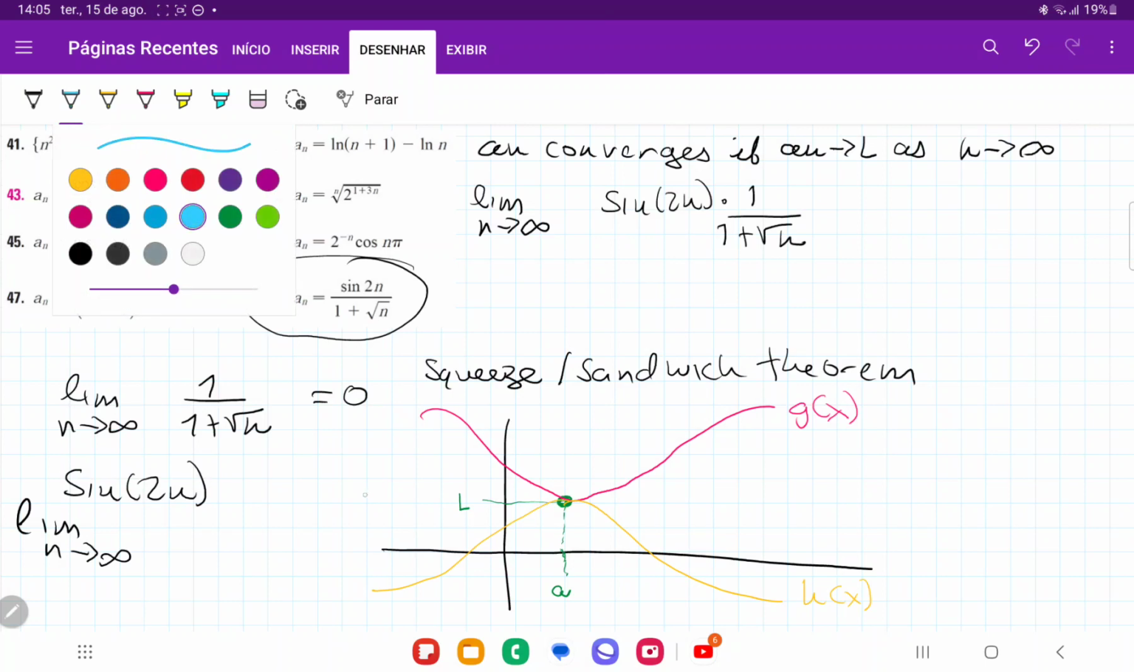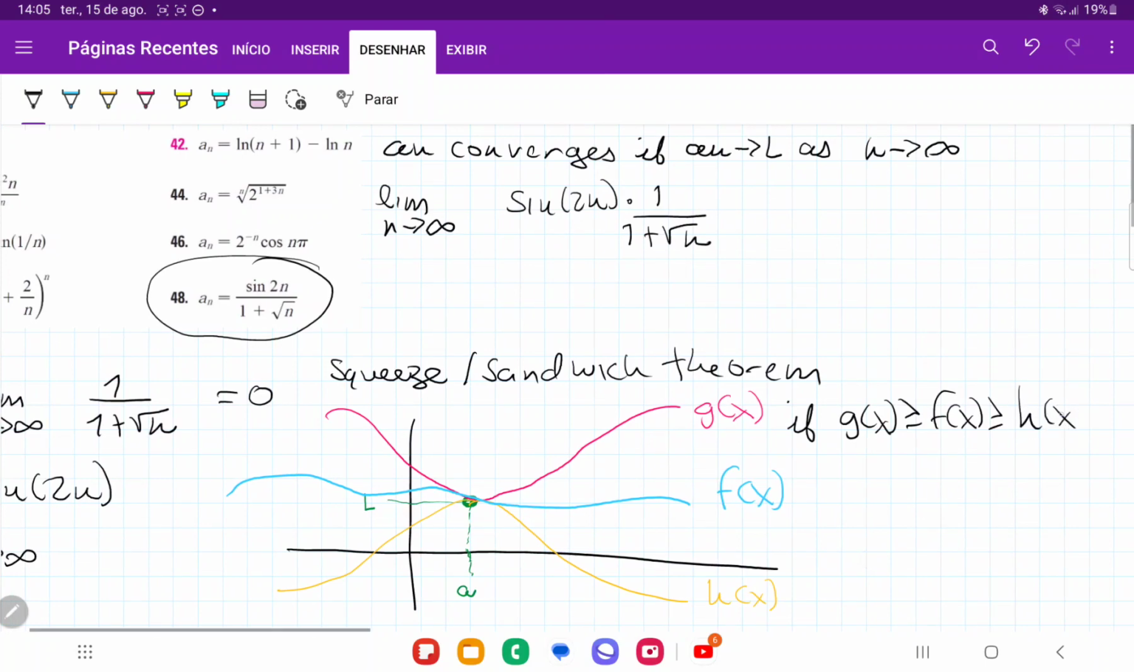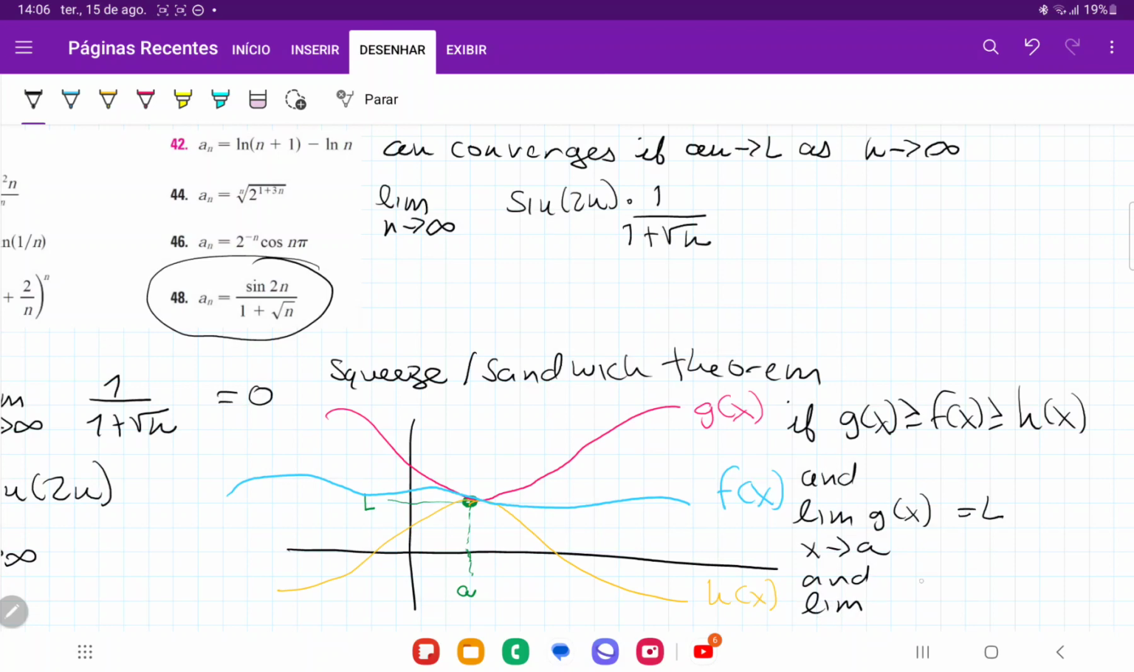And so if there exists a different function between them, maybe we'll call this f of x, such that g of x is greater than or equal to f of x, which is greater than or equal to h of x, and the limit of g of x and h of x as they approach a is equal to L, then it means that the limit of f of x as x approaches a must also be L, because f of x is sandwiched between these two.